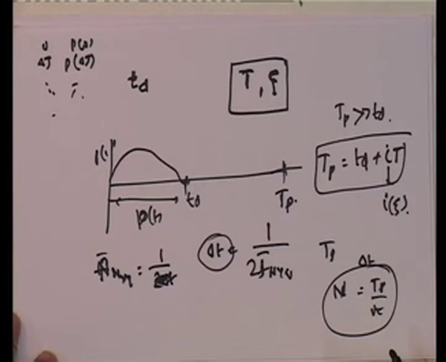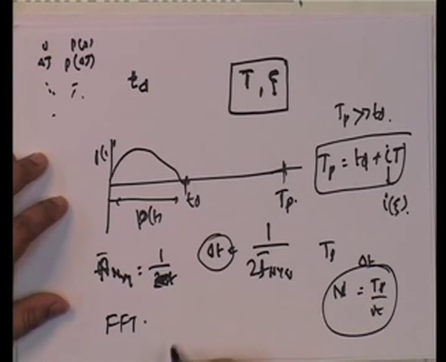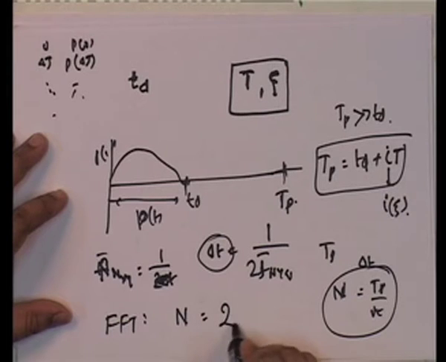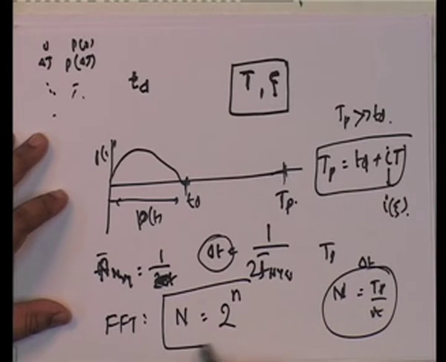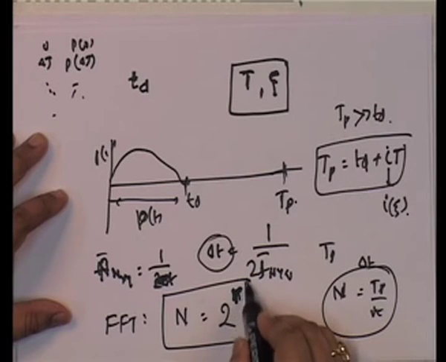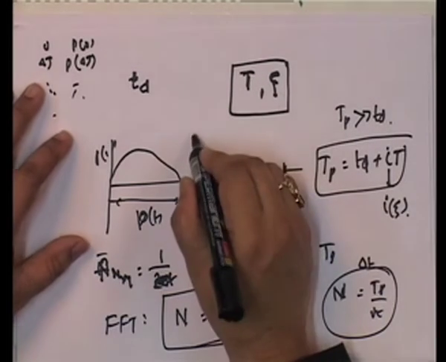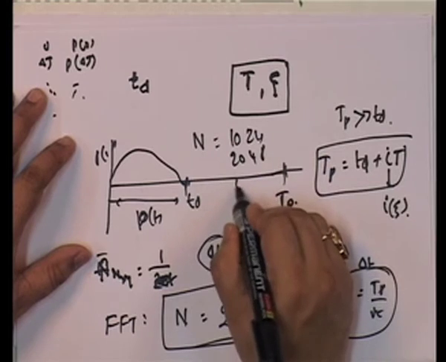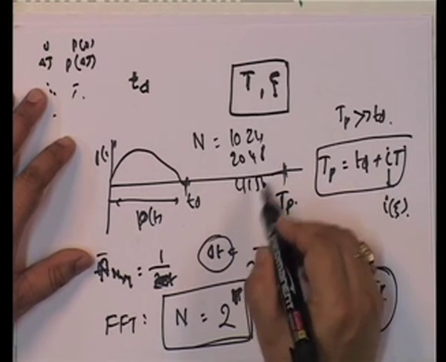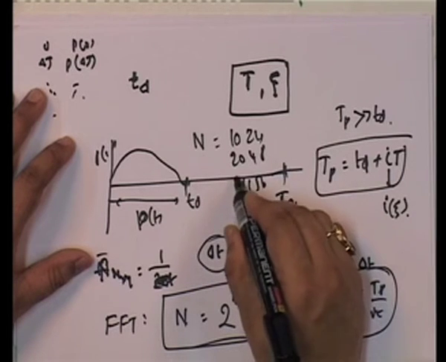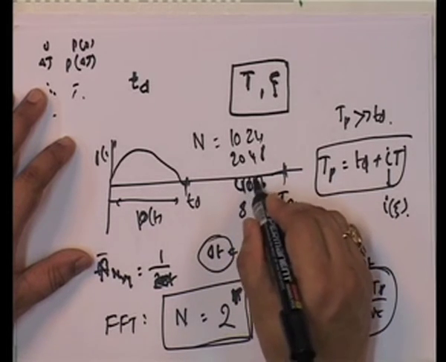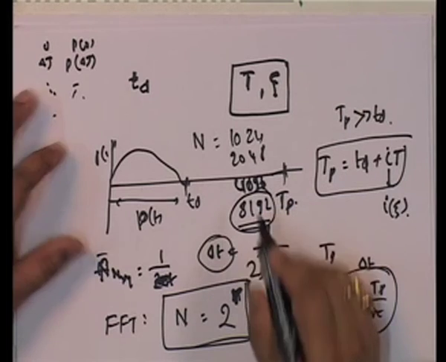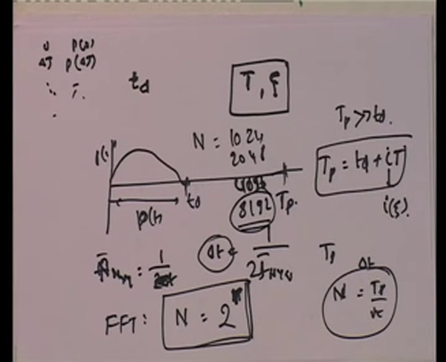Now, I just want to end with the fast Fourier transform. The fast Fourier transform is nothing but the discrete Fourier transform, where n is a power of 2. In other words, n can be 1024, 2048, 4096, or 8192. Anything more than 8192, you are dealing with numbers which become very, very large.